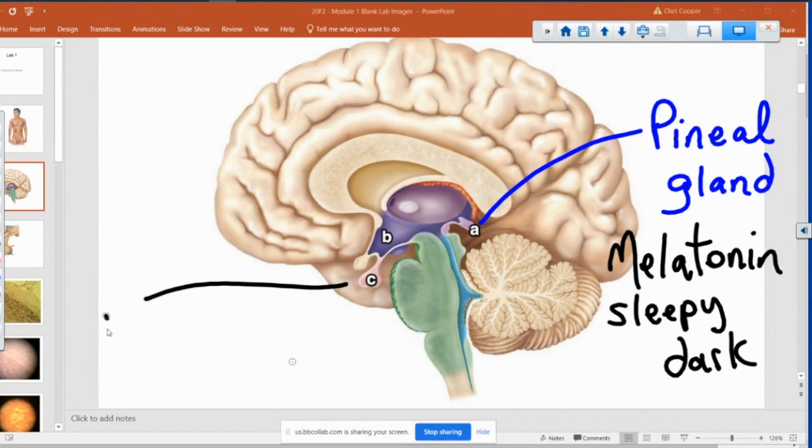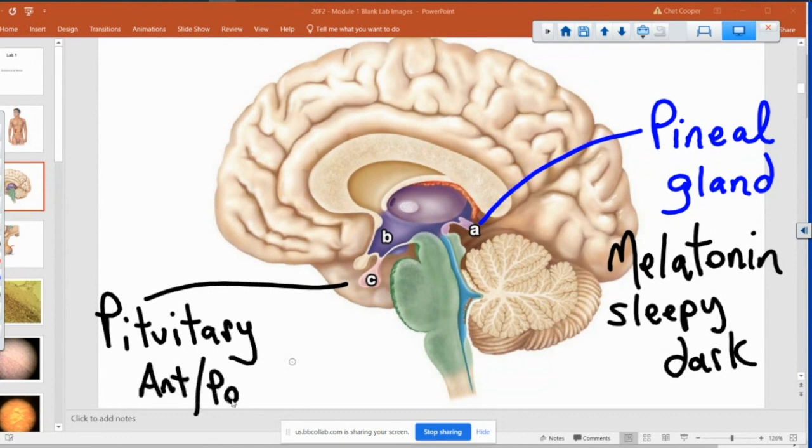Here's the pituitary, right there. That's where the pituitary is. Okay? We're going to look at the pituitary on a better picture in just a little bit. Pituitary has 2 parts. You might remember this from earlier. Has an anterior and a posterior pituitary. We'll see that in a little bit.